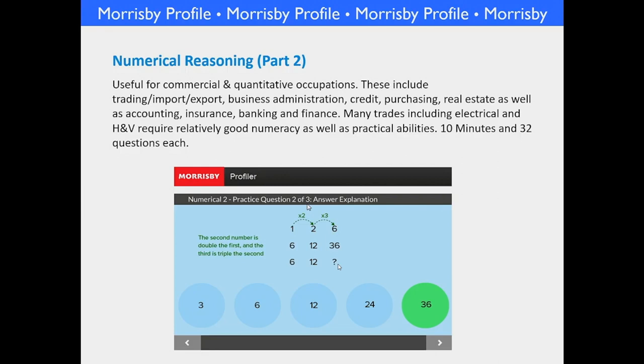With numerical reasoning, it's fair to say that not everyone who does well in this area will be good at maths, but most people who are good at maths will do well in this area.